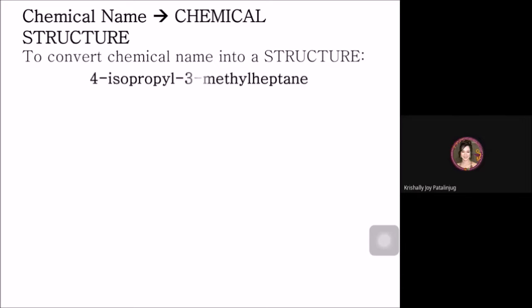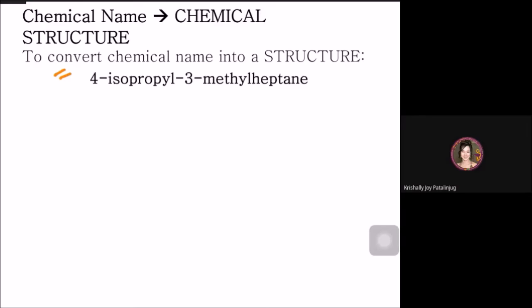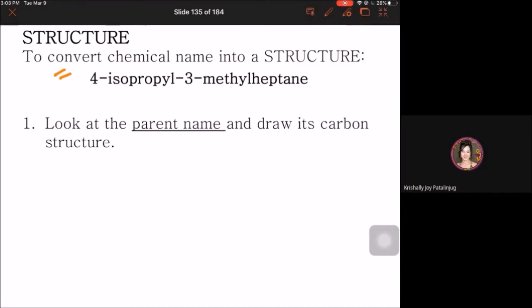Okay? Say for example, the given name is, ayan, 4-isopropyl-3-methylheptane. So, yan yung binigay na pangalan, okay, ng molecule. How will you draw the structure of this molecule? So, first step, pa-reverse ka, okay? You start with the parent name. Look at the parent name of the given chemical name, okay? And then you draw its carbon structure.